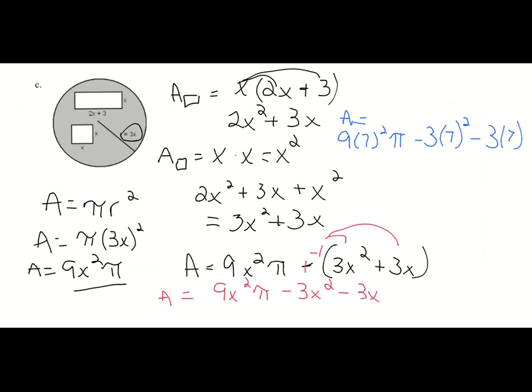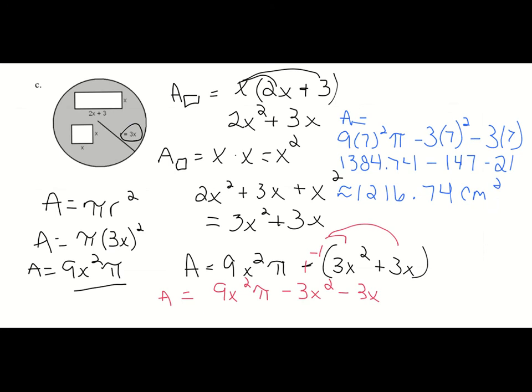So when I multiply 9 times 7 squared times pi, I end up with 1,384.74. Minus 7 squared again is 49. 3 times 49 is 147, and then minus 21. 3 times 7 is 21. So if I take the 1384.74 and subtract 147 and 21, we end up with 1,216.74. And I'm just looking back at the directions. It says give exact and approximate in two decimal places. So this is our approximate answer. And this would be centimeters squared.